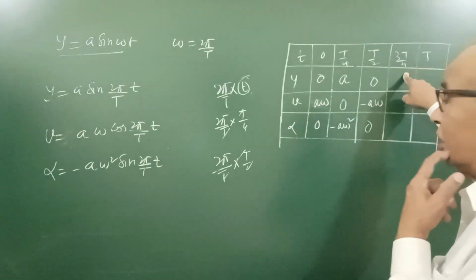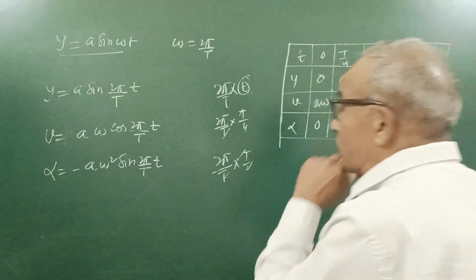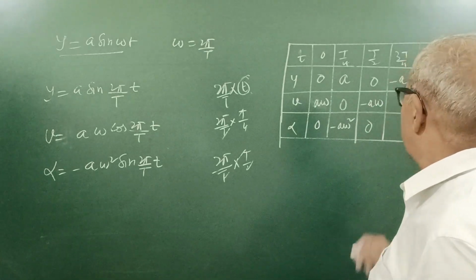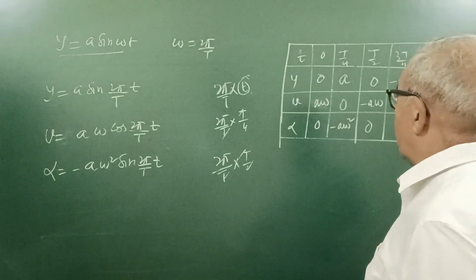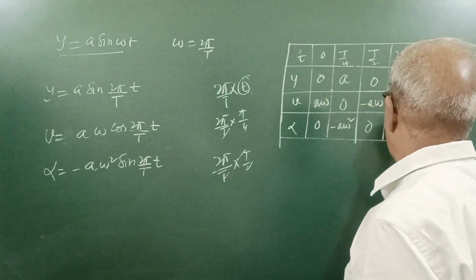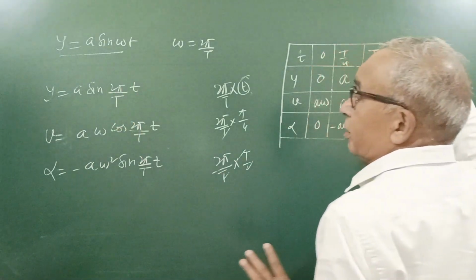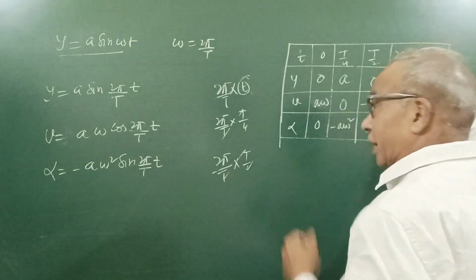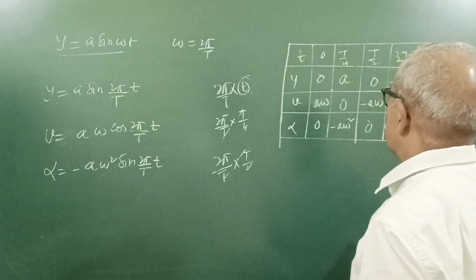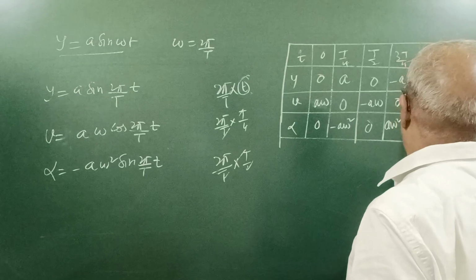At 3t by 4, it will come out 3 pi by 2, that is 270. Sine 270 is minus 1, so it is minus a. Cos 270 is 0. Sine 270 gives plus a omega square. Then at t, sine 2 pi means sine 0, again 0, but cos 2 pi is 1, so it will be a omega and it is 0.